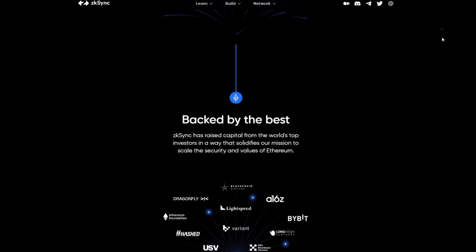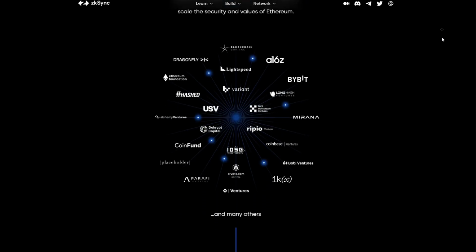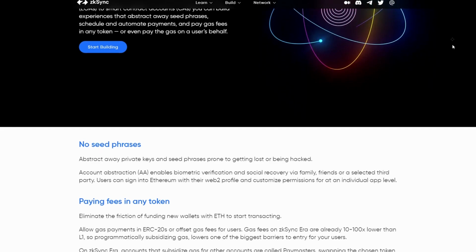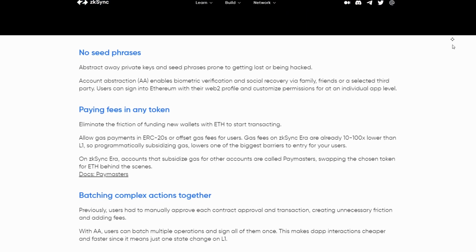No need to store Ethereum. zkSync allows you to pay commissions with the token you are conducting the transaction with. That is, you don't need to store Ethereum in the Layer 2 network to pay for gas.